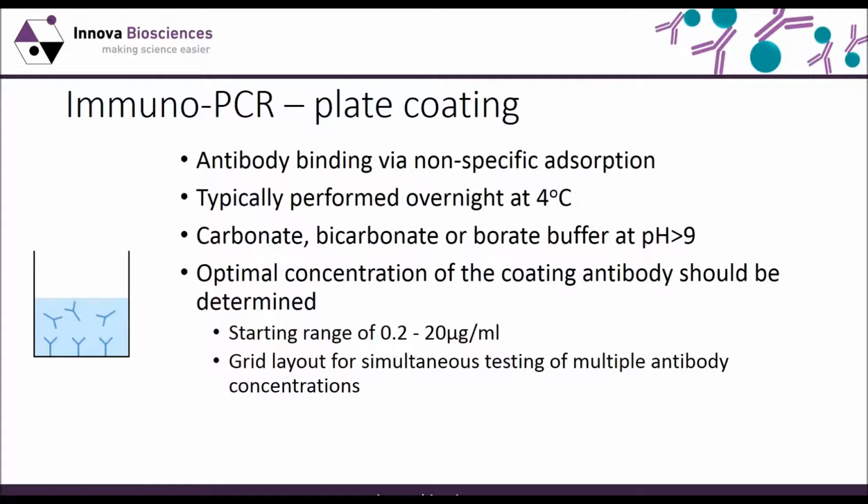During the plate coating step, the capture antibody is bound to the microplate by non-specific adsorption. This is usually performed overnight at 4 degrees C. Typically, a carbonate, bicarbonate or borate buffer with a pH of greater than 9 is used to dilute the antibody for plate coating. In addition to the choice of buffer, the optimal concentration of the coating antibody should be determined. A range of 0.2 to 20 micrograms per ml is a good starting point, and it can often be a good idea to perform a grid experiment, since this allows multiple antibody concentrations to be tested simultaneously on the same plate.